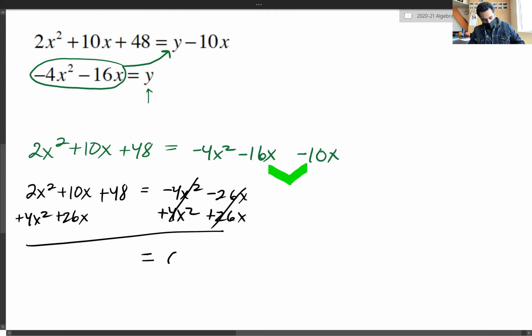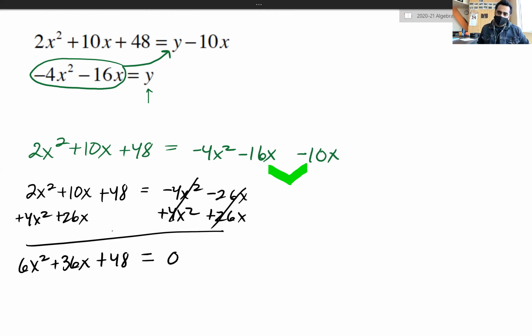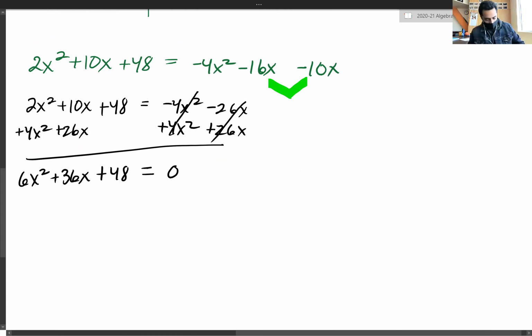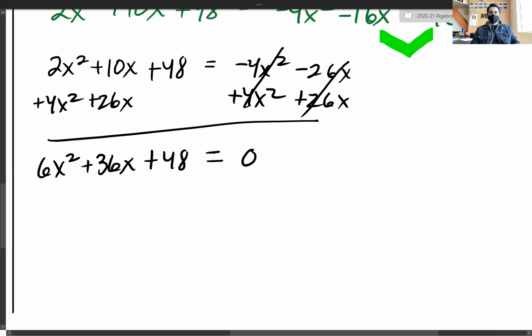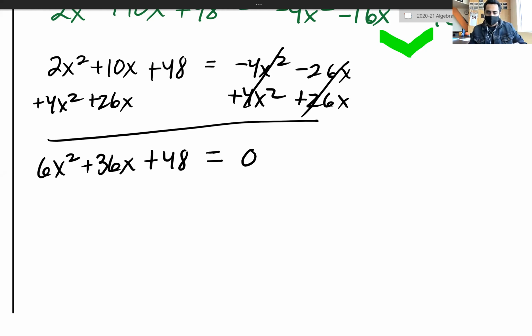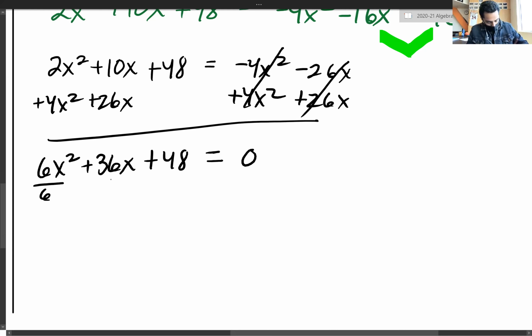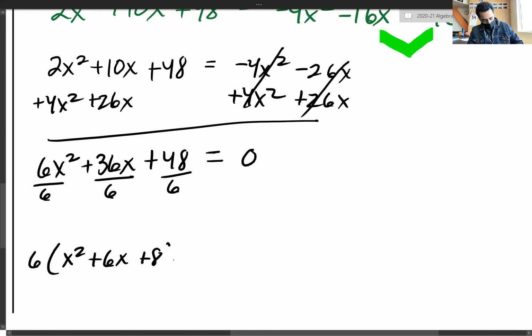These two terms, they go down to 0. But on the left side, we have 6x squared plus 36x plus 48. So if I wanted to factor this, where should I begin? How should I start? Yes, divide a 6 out. That's what they all have in common. So factor out a 6, that gives us x squared plus 6x plus 8.